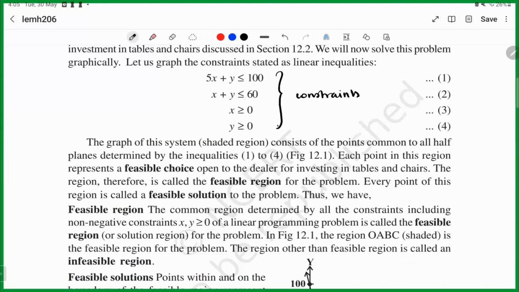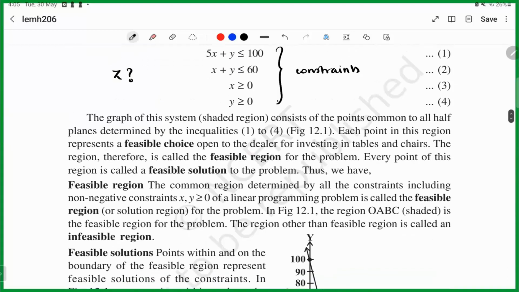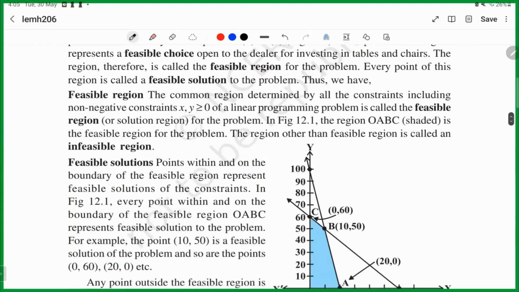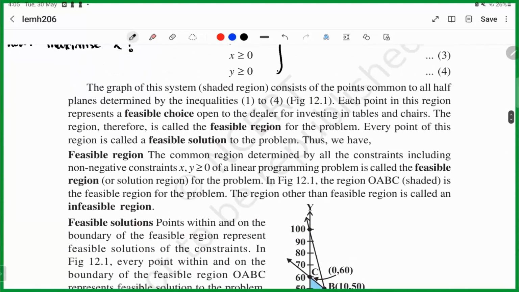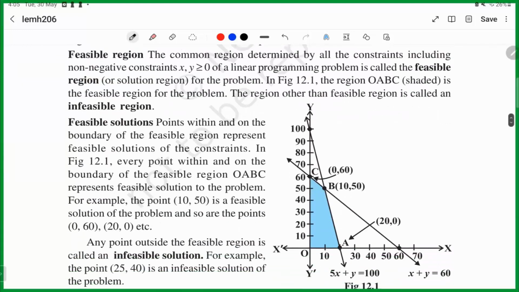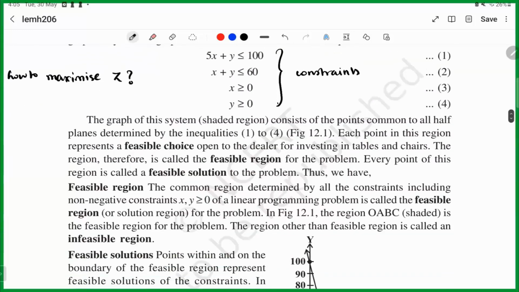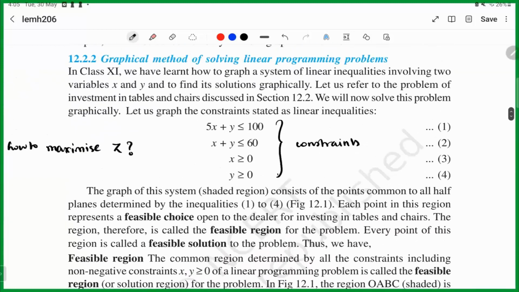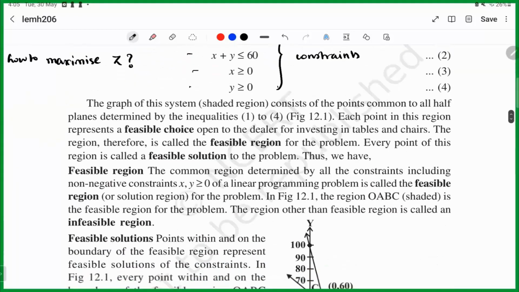Okay, and then you ask, can I maximize a certain objective function? That is the question you're trying to ask. Now there are a couple of terminologies. The region in which you have a feasible solution, that is the region in the XY plane which satisfies all the constraints that you have, all the four constraints that you have here, is called a feasible region.